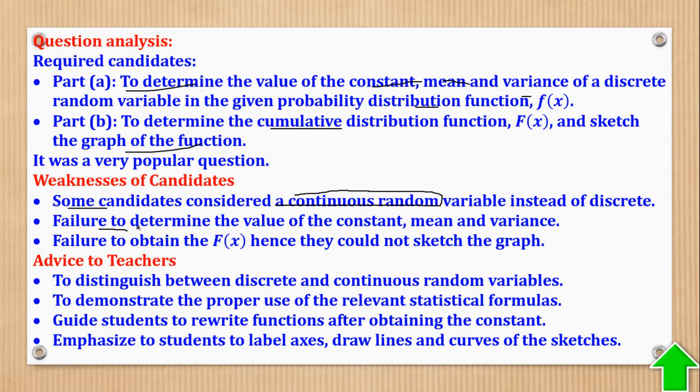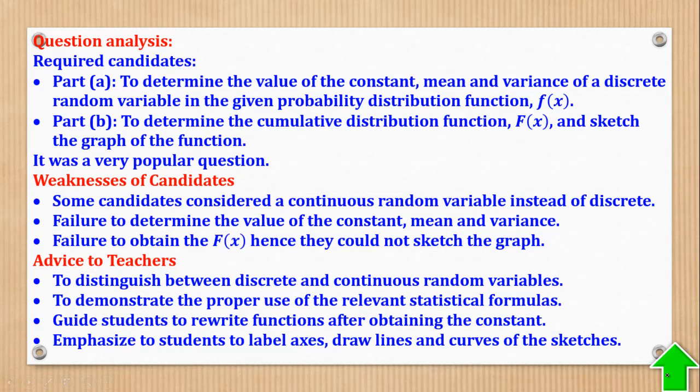Then also failure to determine the value of the constant, mean, and variance, and failure to obtain capital Fx, and hence they could not sketch the graph. Advice to teachers is to enable students to distinguish between discrete and continuous random variables, and also demonstrate the proper use of the relevant statistical formulas. Guide students to rewrite functions after obtaining the value of the constant.